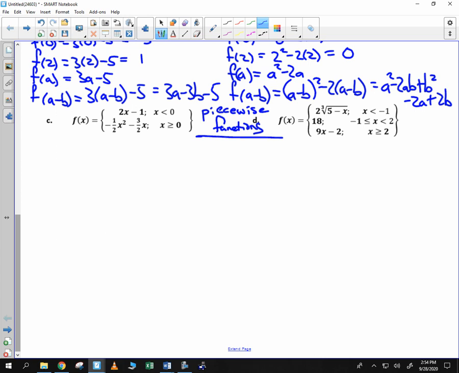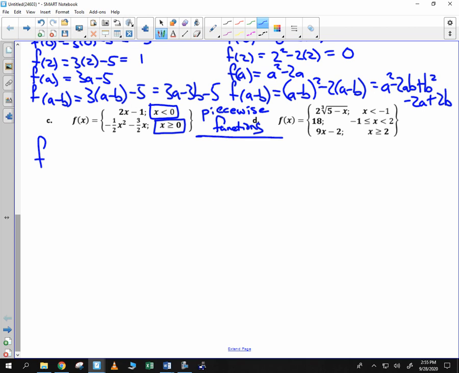And piecewise functions are multiple functions for different domains. So for example, this function is 2x minus 1, and it's negative 1/2 x squared minus 3/2 x. But it's only one of those depending on which x value you choose. So if the domain value, the x value, is less than 0, you use the top one. If the x value is greater than or equal to 0, you use the bottom one. So that's your domain value off to the side there after the semicolon.